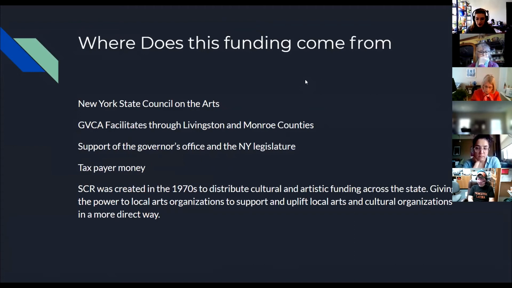So where does this funding come from? As I said, it comes from the New York State Council on the Arts, and we facilitate it through Livingston and Monroe counties. And it is from taxpayer money. So everything is distributed on the local level. We get the funding from the state level, and it comes down to really give individuals and groups on a local basis more direct and local contact to try to keep funding small within local communities. As it is taxpayer money, everyone that applies either has to be an individual or a nonprofit organization, depending on which type of grant you are applying for.